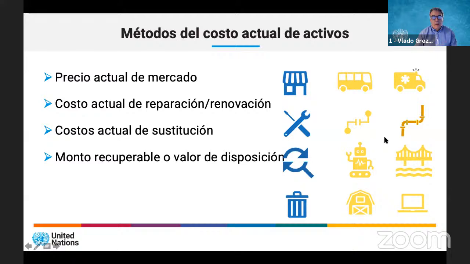Recoverable amount, or disposal value, the fourth one, applies where the asset is not in use. Then we should consider recoverable costs. Those are the costs lower than our valuation method, what the financial experts call net present value. Net present value is the cost of the assets in the future. If it's lower than that, then it's better to sell it, or those are the assets we don't use for a long time.